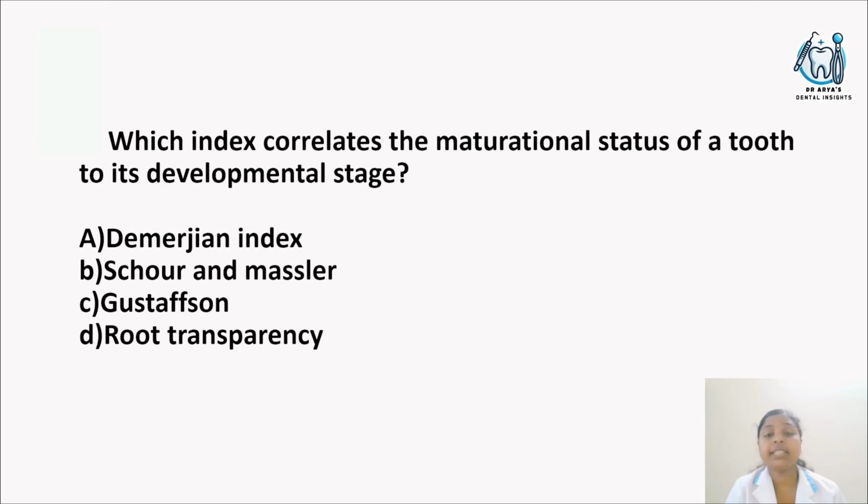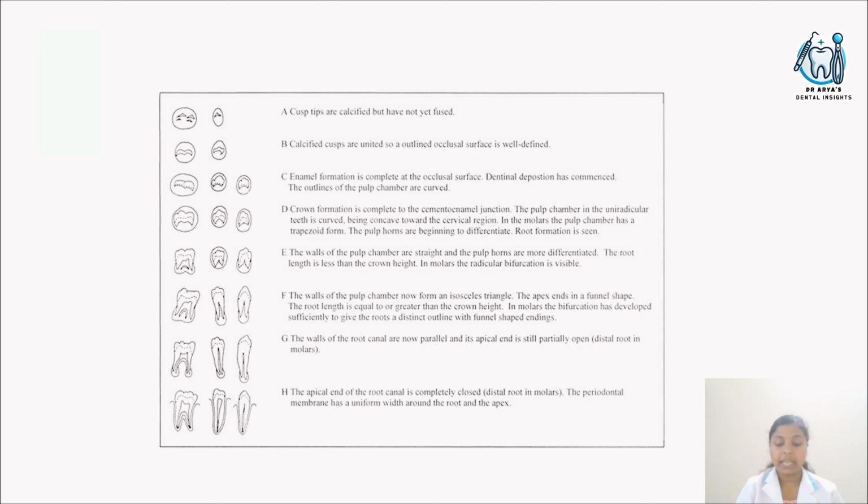Which index correlates the maturational status of a tooth to its developmental stage? Demirjian index, or Shore and Massler, Gustafson, or root transparency. This is Demirjian's method. It is one of the simplest, most practical and widely employed methods to predict age and maturation in children and adolescents, probably due to its detailed description and radiographic illustrations of tooth developmental stages, as well as its relative simplicity. It assesses mandibular left side teeth from central incisor to second molar. Third molar is excluded. Okay.